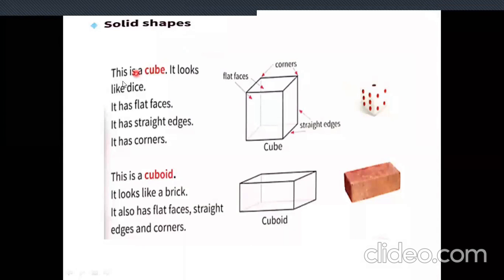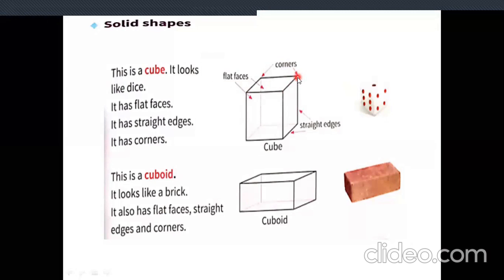See here, solid shapes. This is called a cube. It looks like a dice. Dice you use for playing snake and ladder, ludo and all. It looks like a cube. It has flat faces. It has straight edges and it has corners.